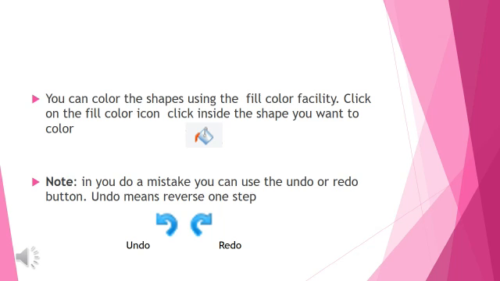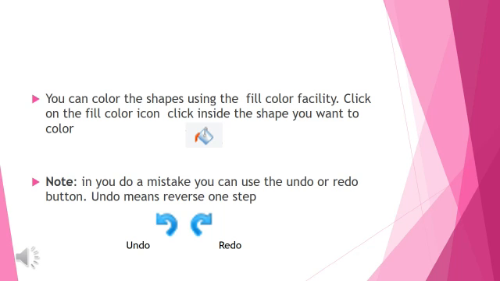If you make a mistake wherever you're using Paint, you can use the Undo or Redo button. So if you make a mistake, you can undo. If you want to return to what you had initially, you can redo. So there's Undo and there's Redo. Undo, we remove what you did wrong.